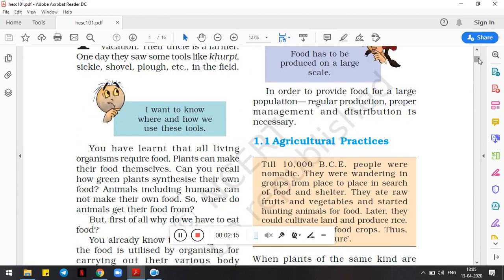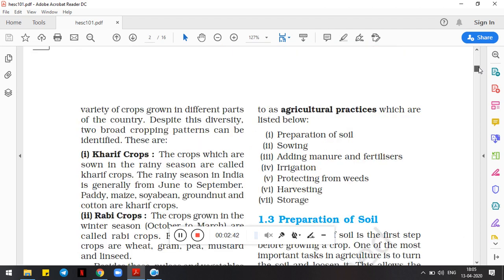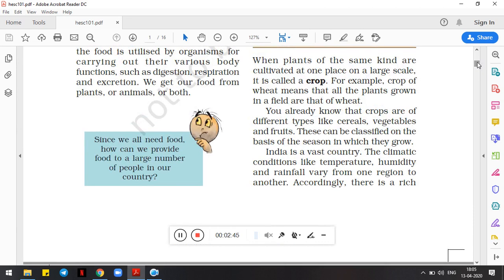Now, to get this food regularly, and since India is a populated country, as you know, we need food on a large scale. So, proper management and distribution of this food is very necessary. Crop is very necessary. So now the question arises, what is this crop? When plants of the same kind are cultivated at one place on a large scale, it is called a crop. Like for example, crop of wheat means that all the plants grown in a field are that of wheat.